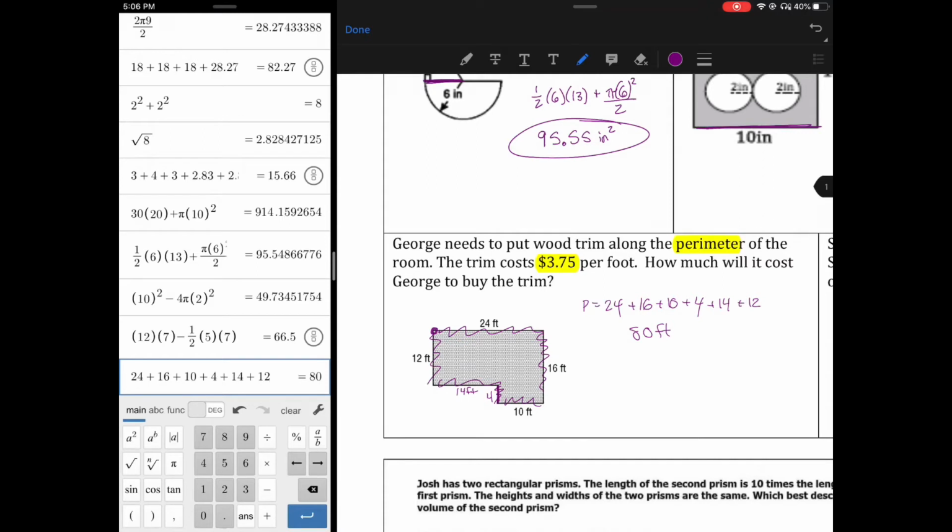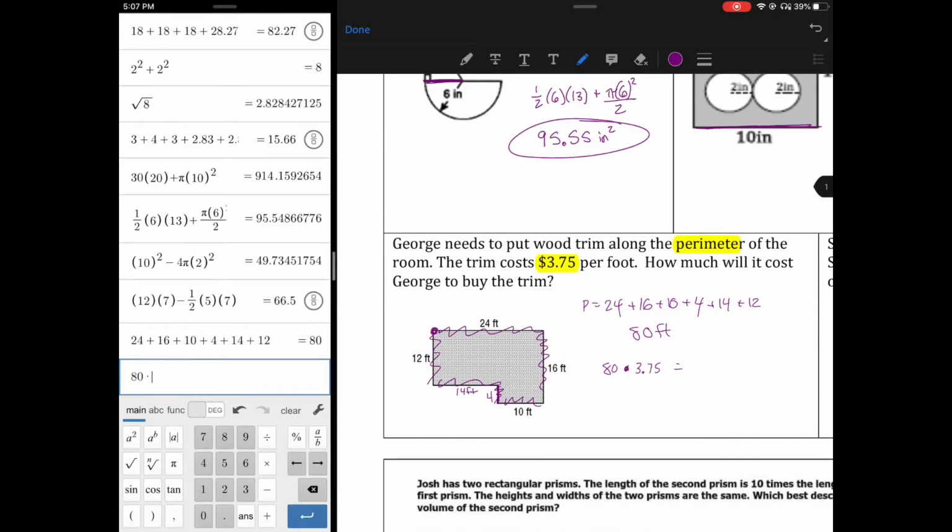But I'm not quite done because it asks how much it will cost to buy the trim. So if it's $3.75 per foot and I'm getting 80 feet, I need to multiply those numbers together. So I'll do 80 times 3.75, and that tells me that it's going to cost $300 for George to buy the trim.